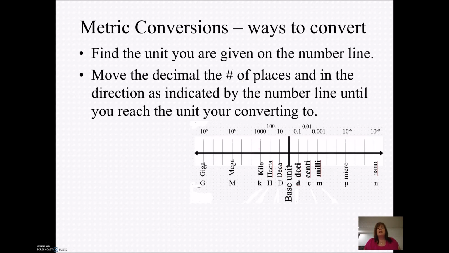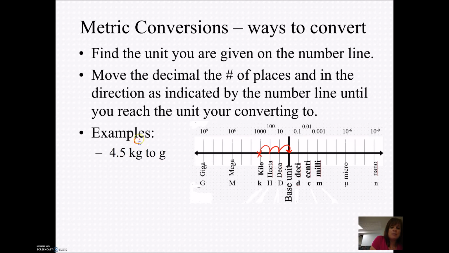Then you're going to move the decimal the number of places and in the direction that you're moving on the number line until you reach the unit you're converting to. So let's do this. For example, if I have 4.5 kilograms and I want to go to grams, so a kilogram is right here. If I want to go to grams, that means I need to move the decimal place 1, 2, 3 places to get me to there.